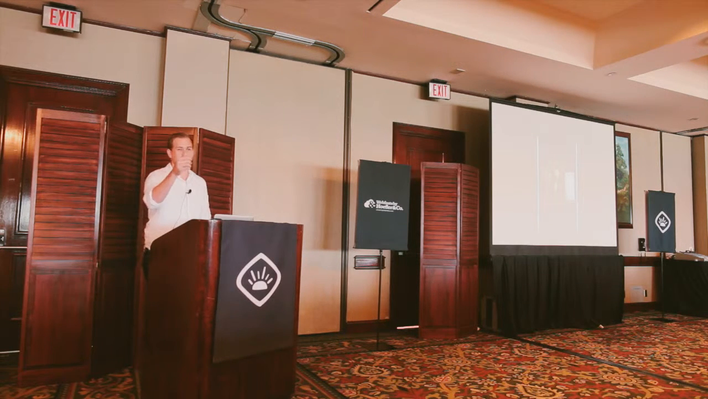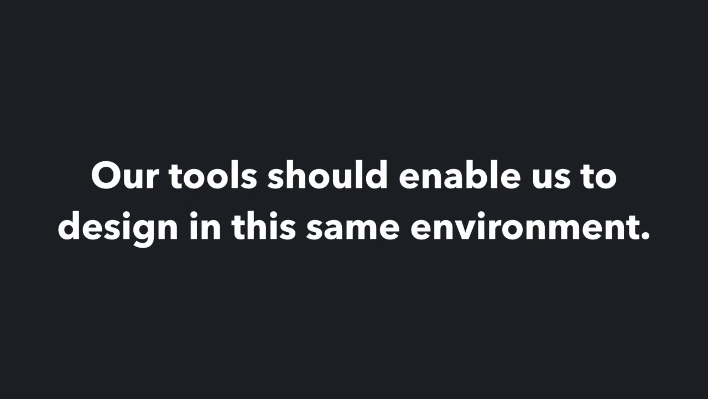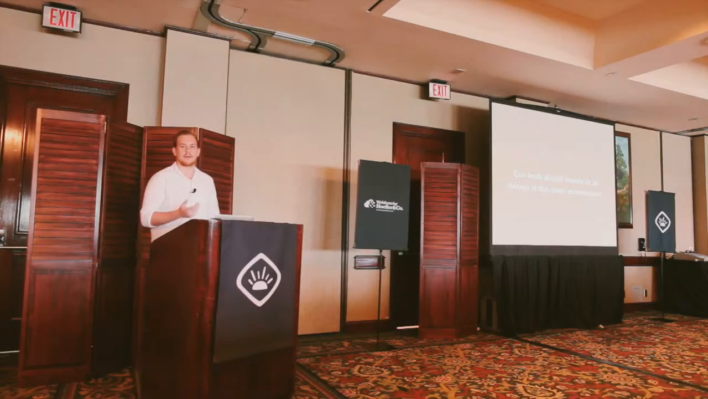I might want this to rotate based on where I grab the photo. Like in the real world, if you grabbed a piece of paper, it rotates based on where you started your drag. Photoshop doesn't let you do that. Our tools should enable us to design in the same environment that they live in. Photoshop is very static. You can't really do animation. You definitely can't do interaction in it.